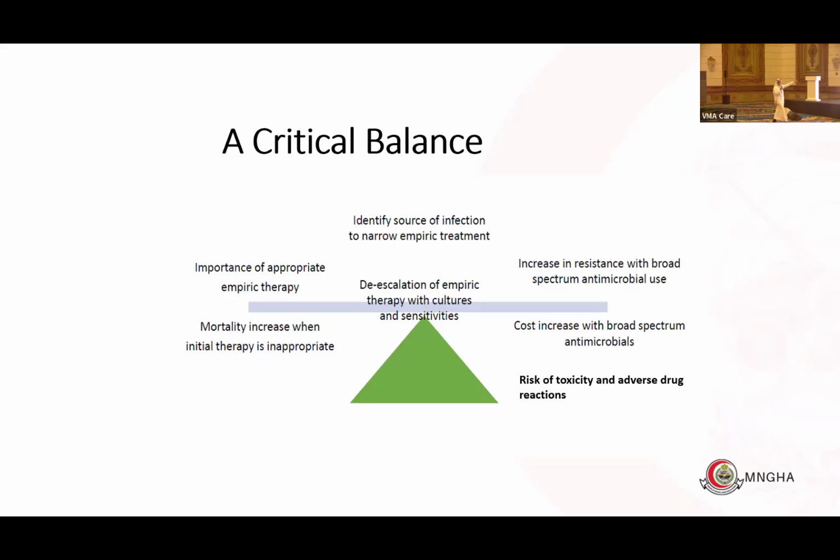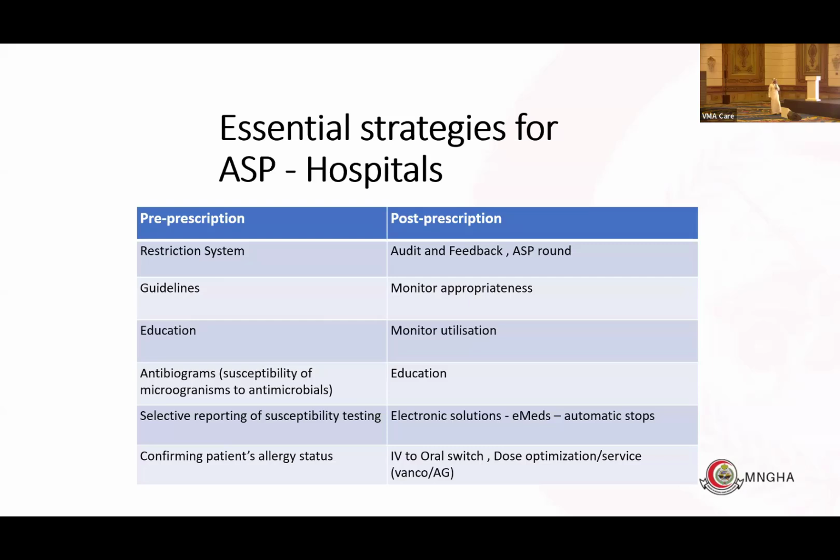Here, where is the balance of the ASP? You want to make sure to identify the source of the infection, to narrow the empirical treatment and do de-escalation of the empiric therapy with culture and sensitivity. Strategies: what are the strategies for ASP? There are strategies before I start the antibiotic or after starting the antibiotic. So before starting an antibiotic, what are the strategies? Restrict everything, right? Formulary restriction, right? What else? What matters to me is before I start any antibiotic.